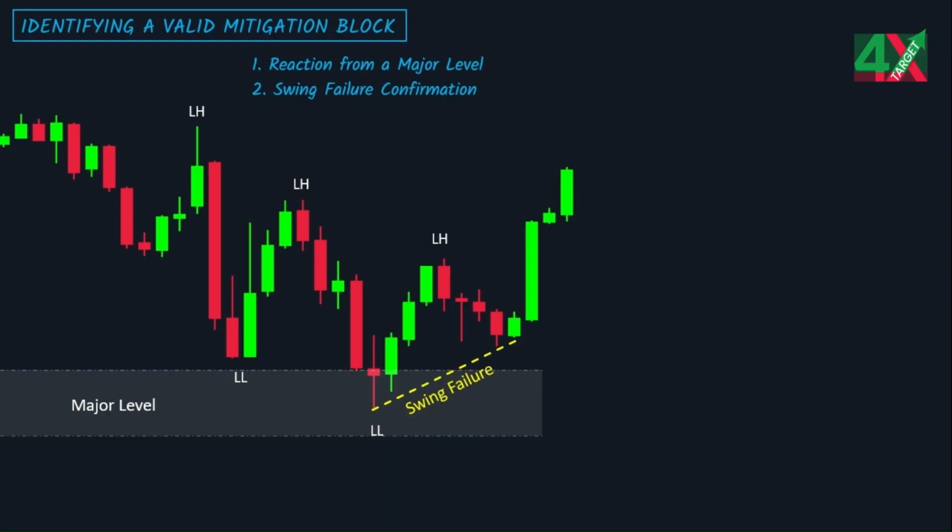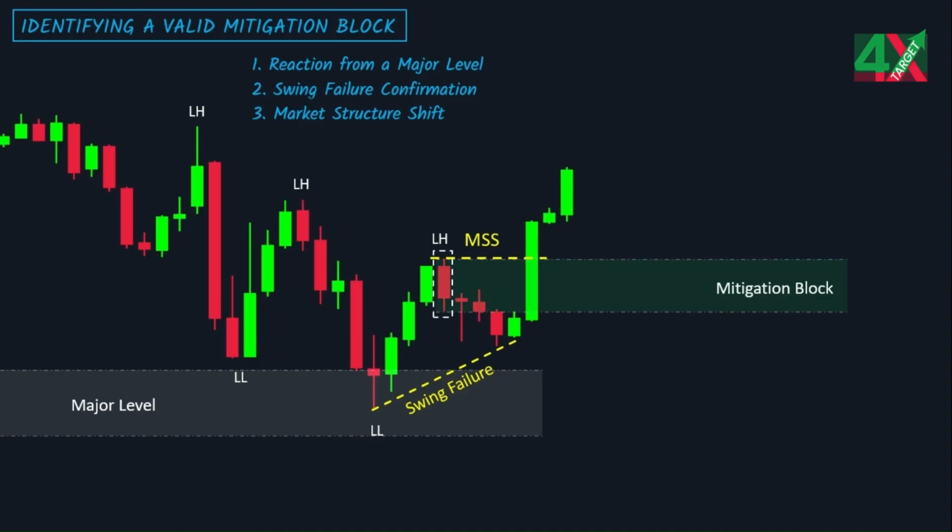Third, this failure must be confirmed by a market structure shift. The break of recent high in downtrend or recent low in uptrend validates the change in direction and confirms that the prior trend is no longer in control. Once this happens, the last up-close candle of the failed swing high becomes a bullish mitigation block. Mark the zone from the wick high to the wick low and extend it to the left.